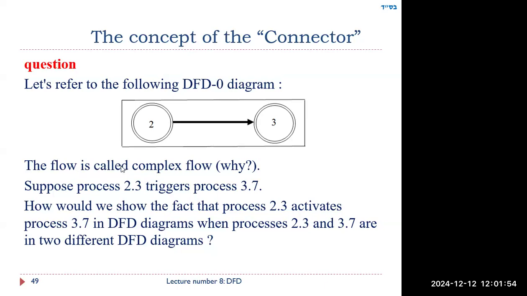So we have 2 pointing to 3. The flow is called complex flow. Why is that a complex flow? Because since they're both complex processes, I don't know which part of 2 is talking to which part of 3. So this is going to be complex flow. Suppose process 2.3 talks to 3.7 in there. How would we show the fact that 2.3 activates 3.7? In DFD diagrams, process 2.3 and 3.7 are 2 different DFDs. You see the problem? In other words, in DFD 2, I can't show DFD 3.7.